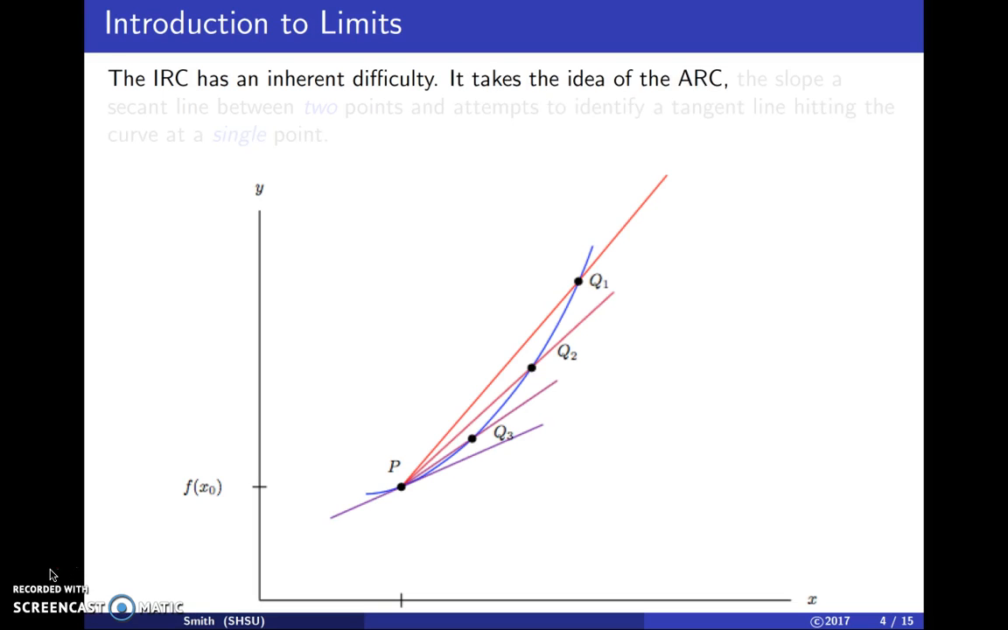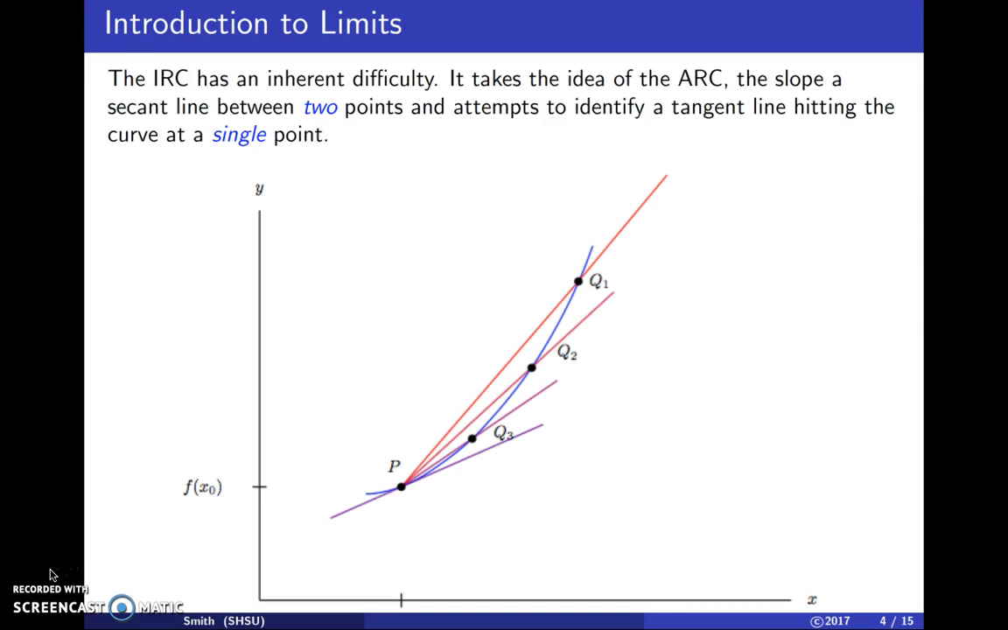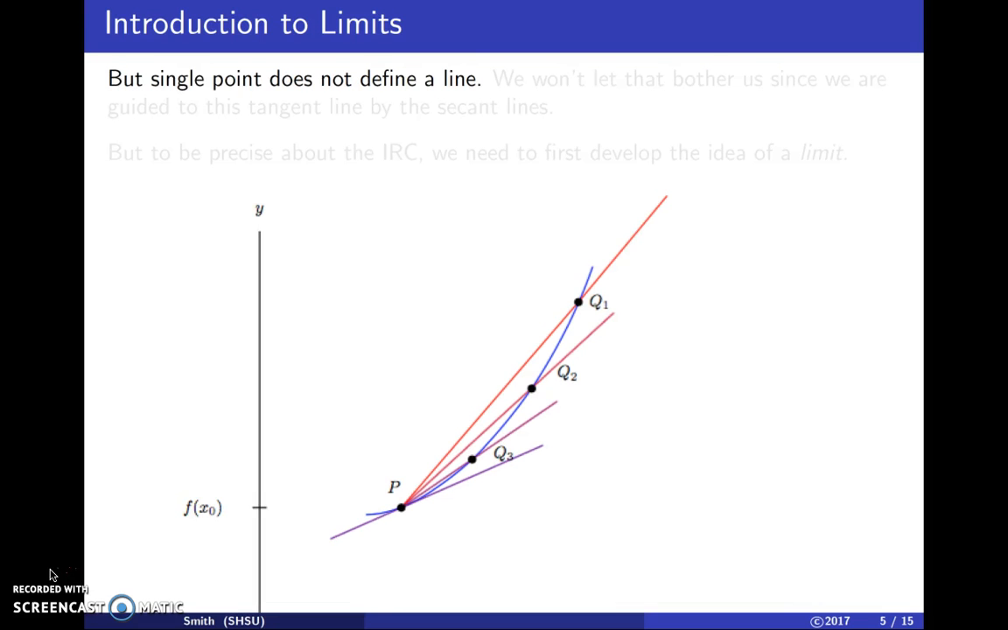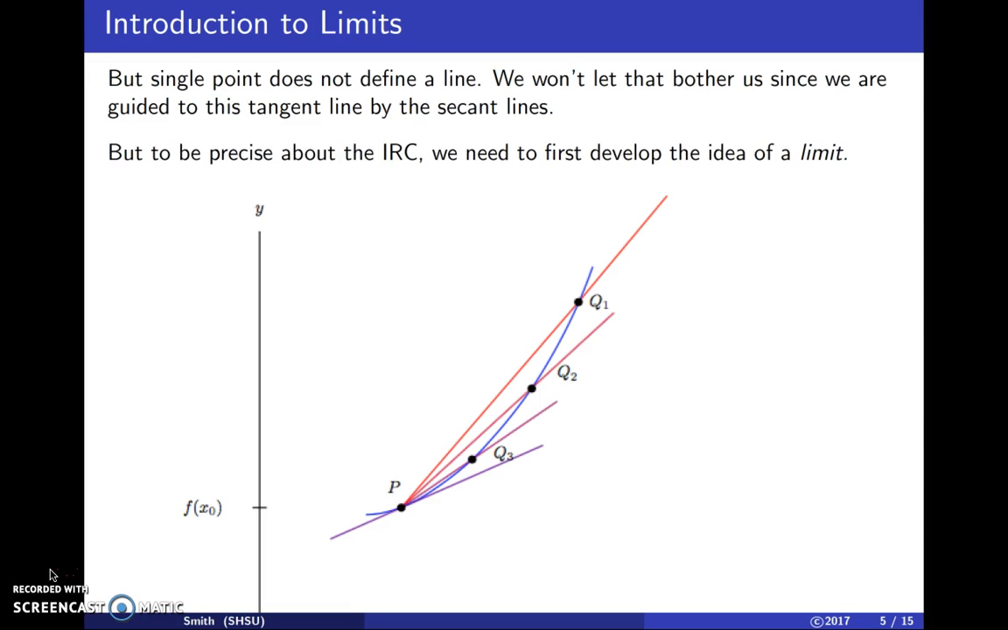It takes the idea of the ARC, the slope of a secant line between 2 points, and attempts to identify a tangent line hitting the curve at a single point. We don't know how to create a line through a single point. We do know how to create lines through 2 points. A single point does not define a line. We don't let that bother us though, because we're guided to this purple tangent line by the red secant lines. But to be precise about the IRC, we need to first develop the idea of a limit.